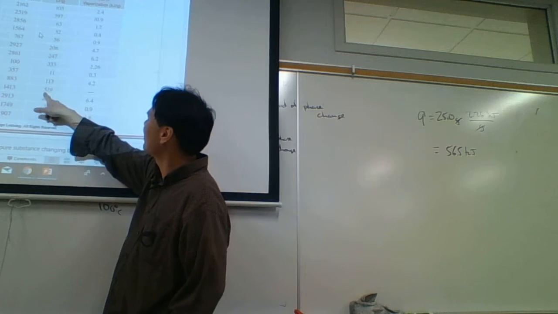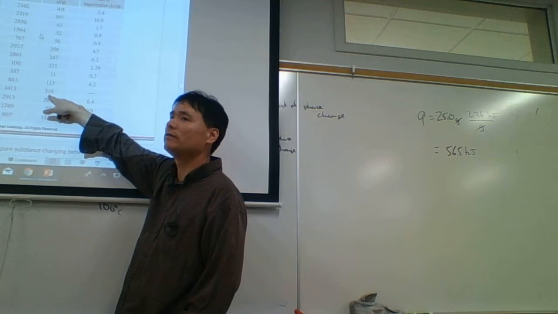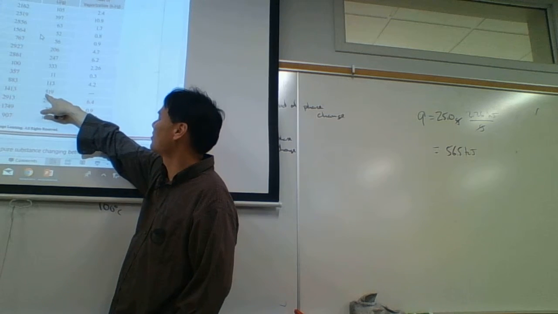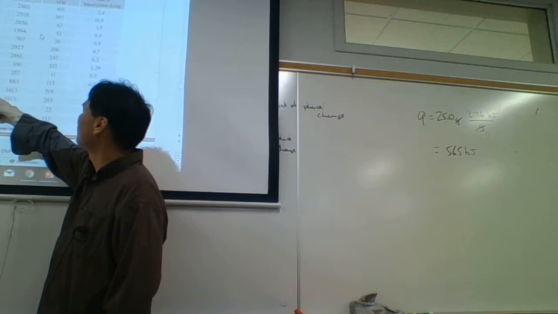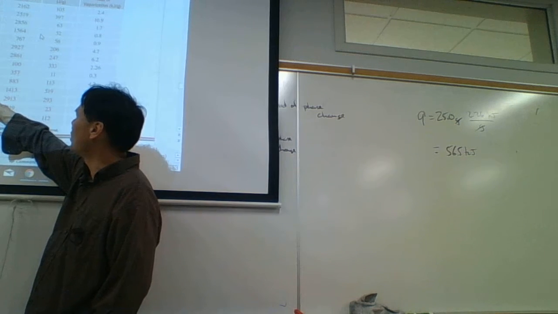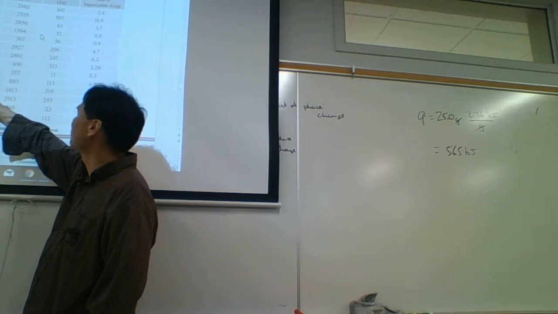Yeah, it looks like sodium chloride is the hardest to melt, 519. Sodium chloride requires a lot of energy, 519 joules per gram. And take a look at its melting point. Its melting point is at 801 degrees C. Has to be awfully hot.